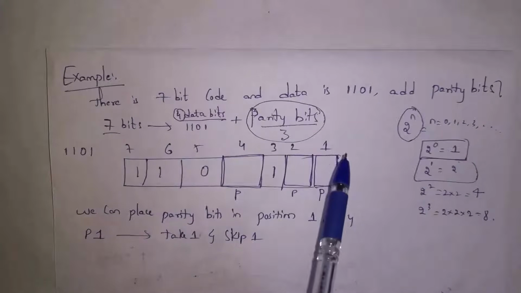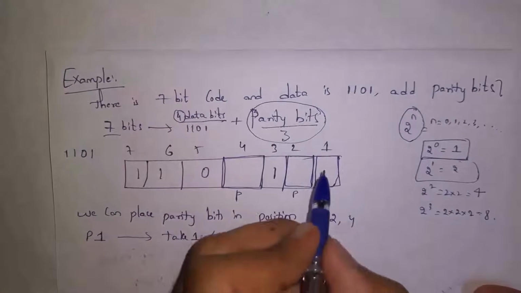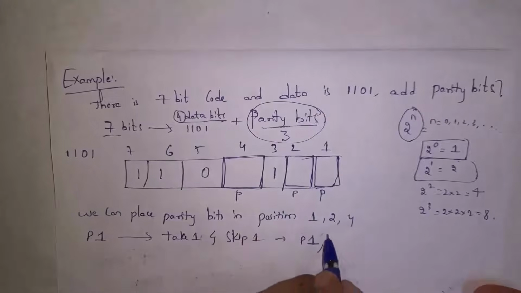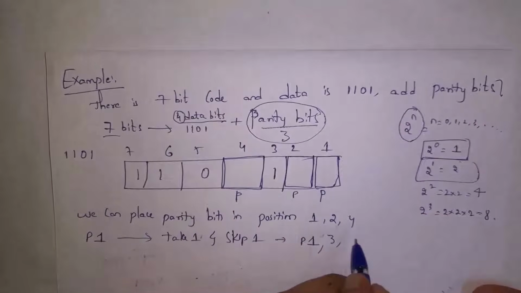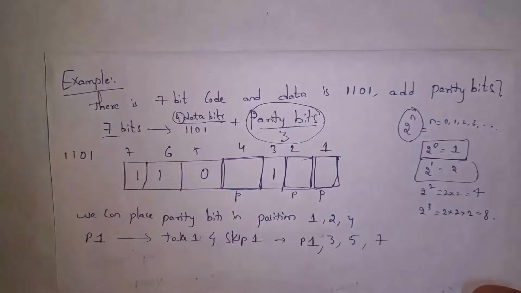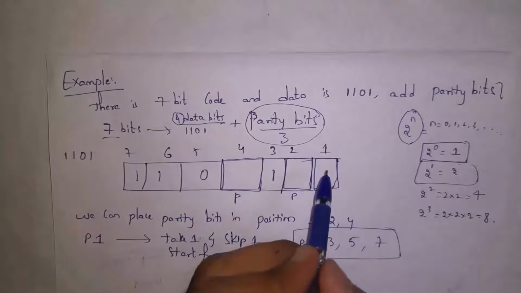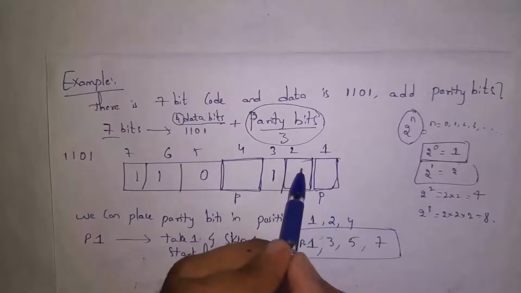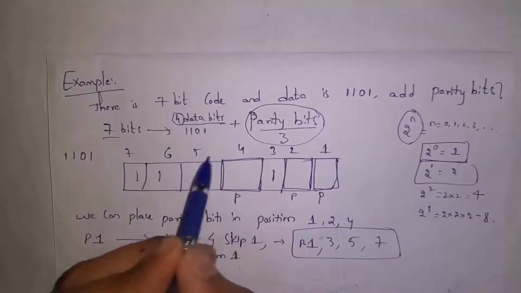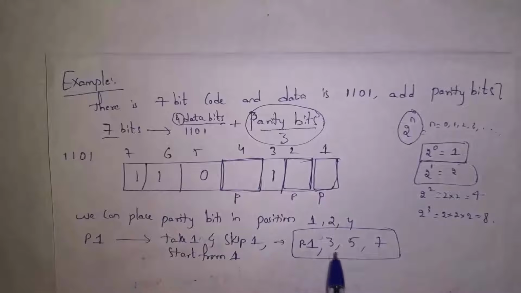As positions start from 1, we will take position 1 and skip 1. That is, we will skip 2, and again take 3 and skip 4, and similarly take 5 and skip 6 and take 7. No other bits are available, so you can leave. So P1 means take 1, skip 1, starting from 1. So positions are P1, 3, 5, 7.